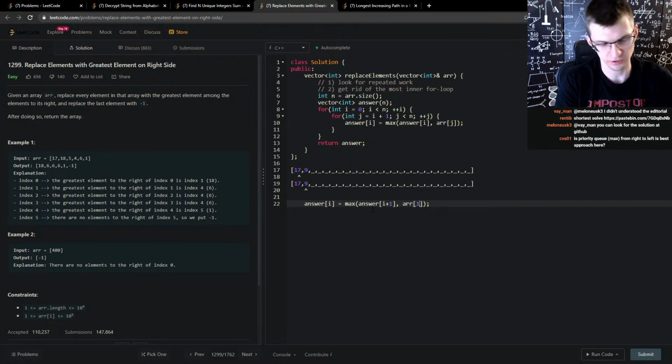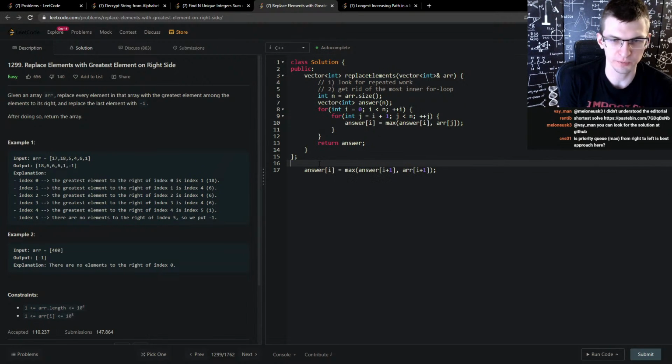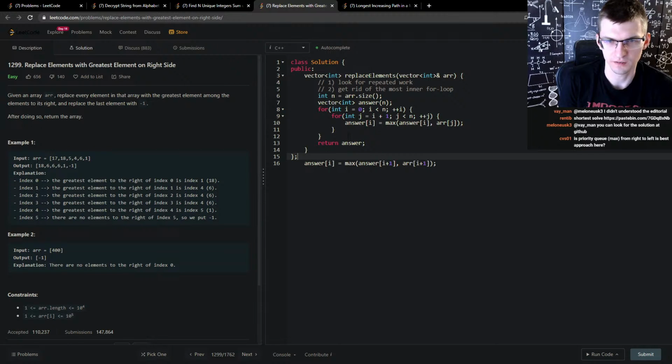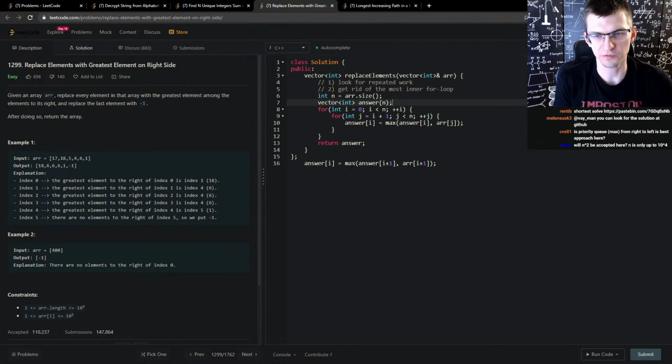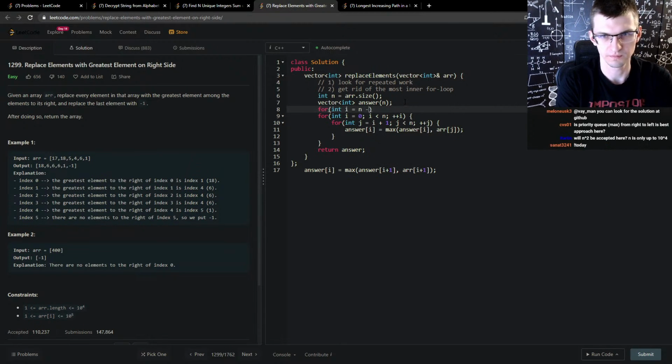And this is how you can come up yourself with suffix maximum, even if you don't know it. Just look for repeated work. And we go in reverse, because the answer of I uses the answer of I plus 1. Also, they defined the last answer as minus 1.